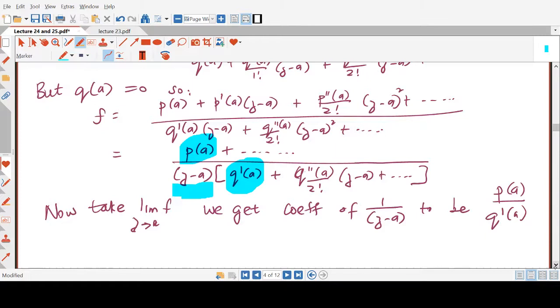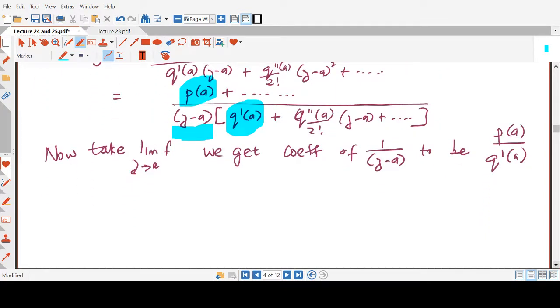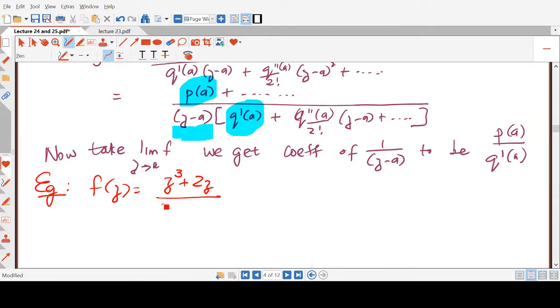Yes. That's it. Take an example. It's always easier to see the thing in action, then you understand it when there's an example. Say f of z is z cubed plus 2z over z squared minus z minus 6. So find the residue at the singularities.